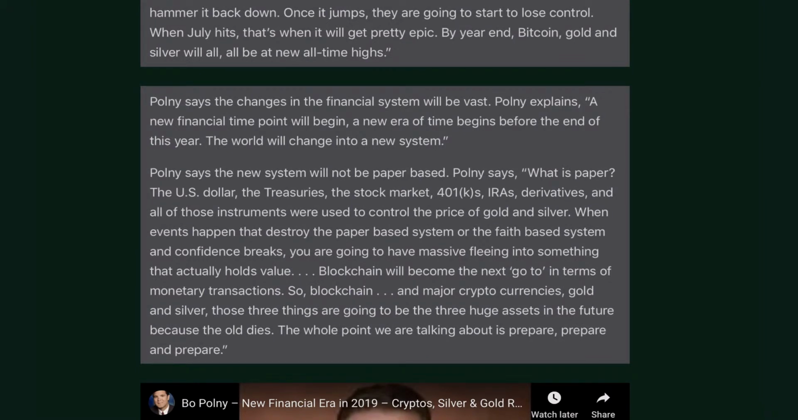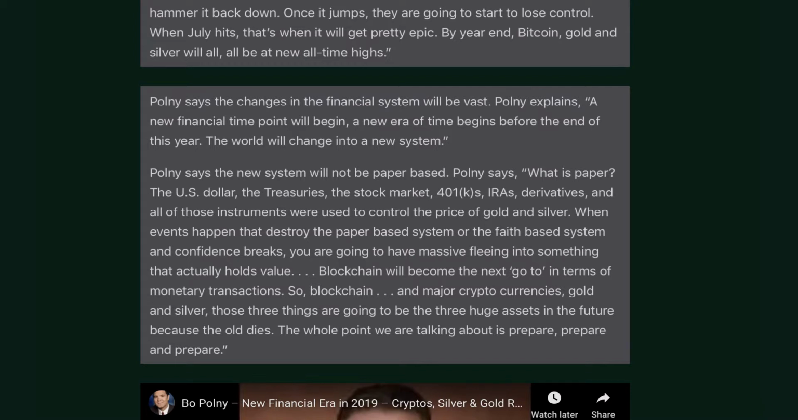Polny explains, quote, "A new financial time point will begin. A new era of time begins before the end of this year. The world will change into a new system." End quote. Polny says the new system will not be paper-based. Polny says, quote, "What is paper? The U.S. dollar, the treasuries, the stock markets, 401ks, IRAs, derivatives, and all of those instruments were used to control the price of gold and silver.